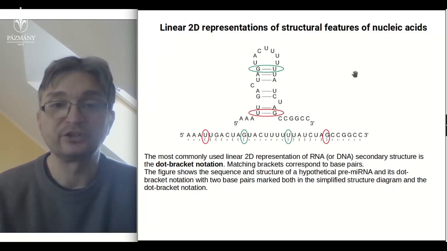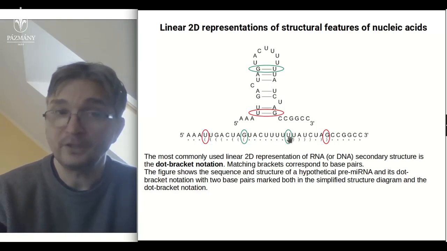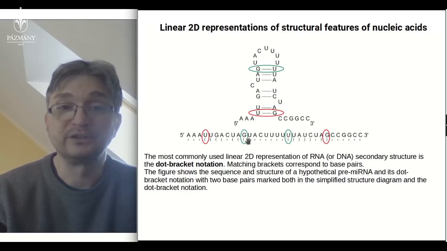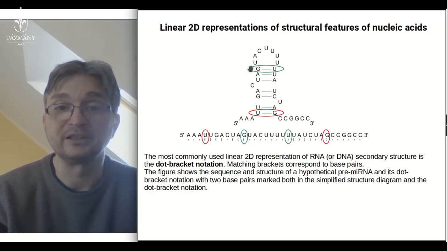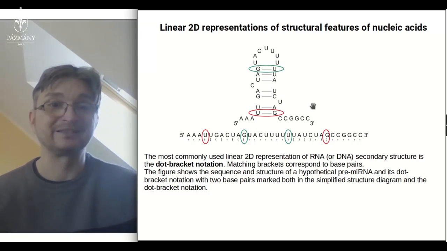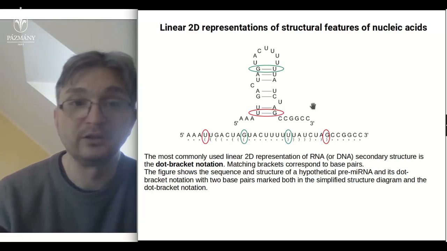The linear representation depicting this is the so-called dot-bracket notation. You can see that we have brackets here and dots, and it's important that the nucleotides that are positioned in the matching brackets are actually hydrogen bonded here. Okay, so you can see that this guanine and this uracil are hydrogen bonded here, and this uracil and this guanine are also hydrogen bonded here. So the matching brackets indicate hydrogen bonds between the two nucleotides.